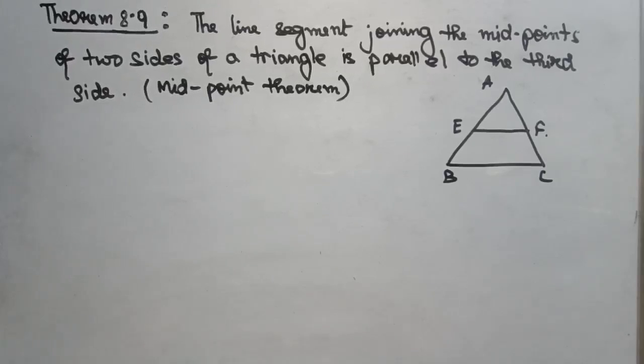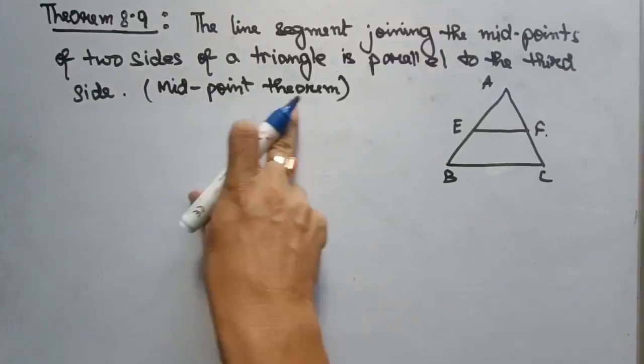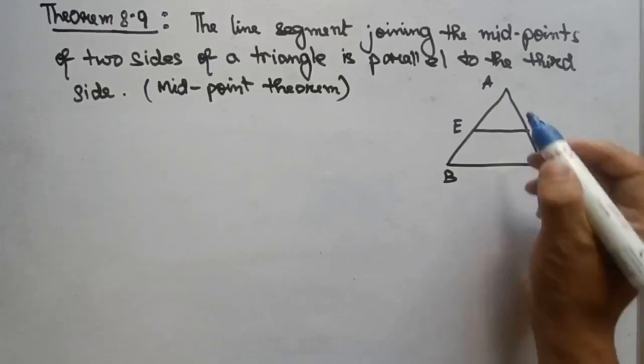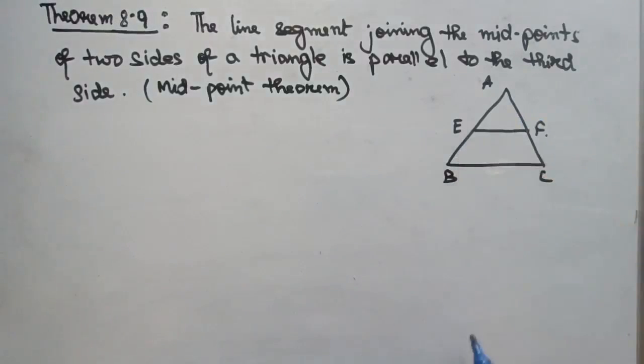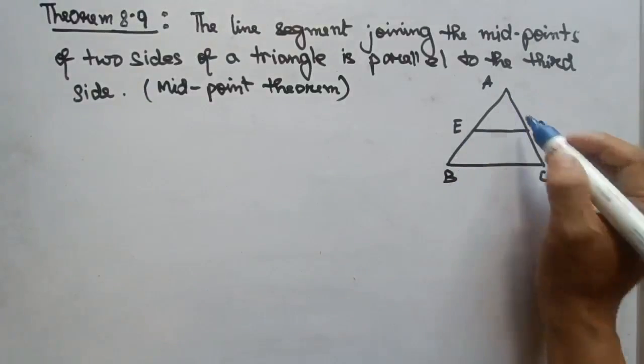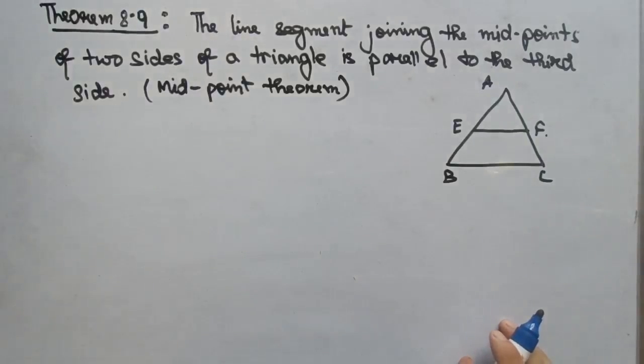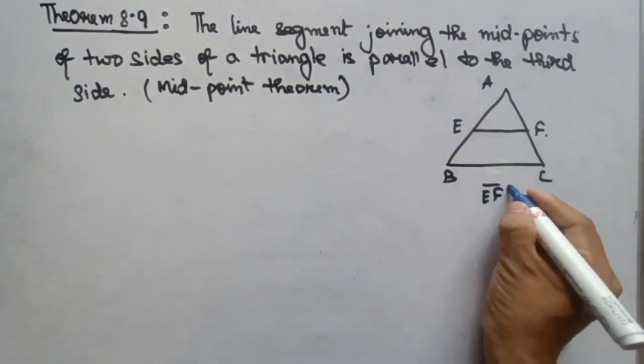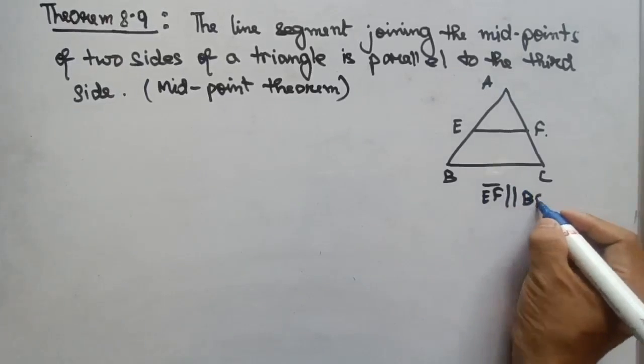Next, let us study theorem 8.9, which is also known as the midpoint theorem. Let us first try to understand the statement of the theorem. Theorem 8.9 says the line segment joining the midpoints of two sides of a triangle is parallel to the third side. So if ABC is a triangle and E and F are the midpoints of the sides AB and AC respectively, then the line segment EF is parallel to the third side of the triangle, BC.